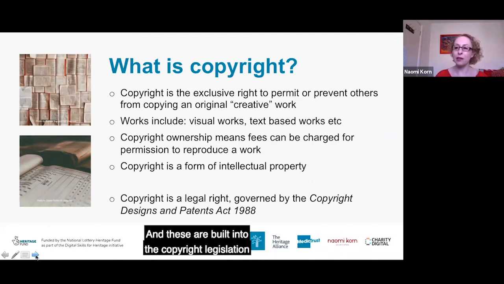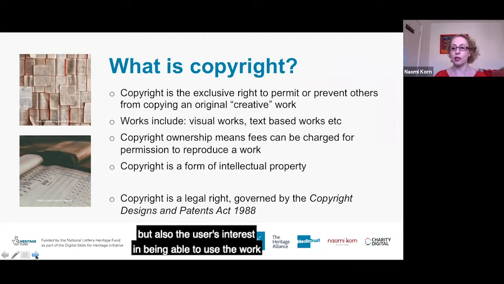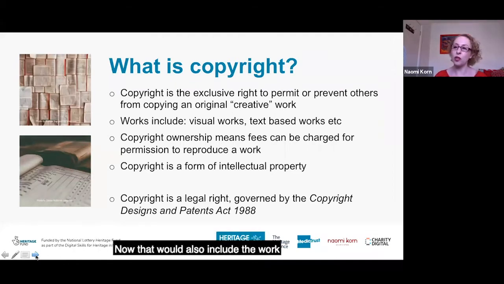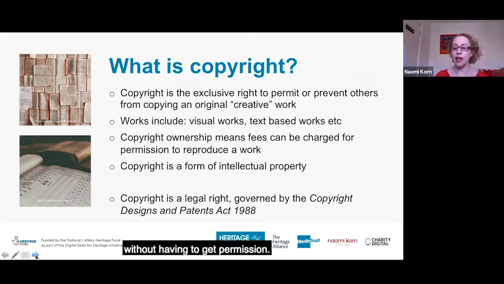And these are built into the copyright legislation to try and create a fair and balanced position between, on the one hand, rights holders' interest to control copying a work, but also the user's interest in being able to use the work for the benefits of culture and education, etc. Now, that would also include the work of many heritage organizations up to a point. There are certain things you can do up to a point without having to get permission.